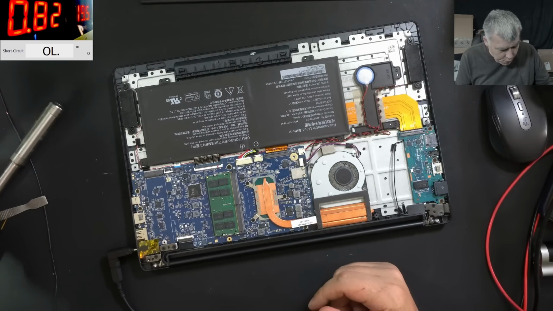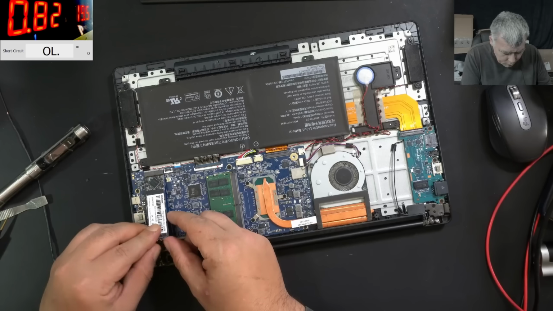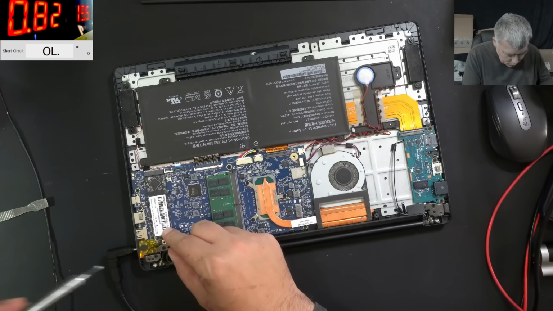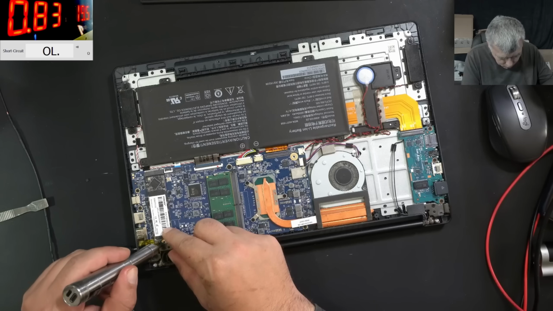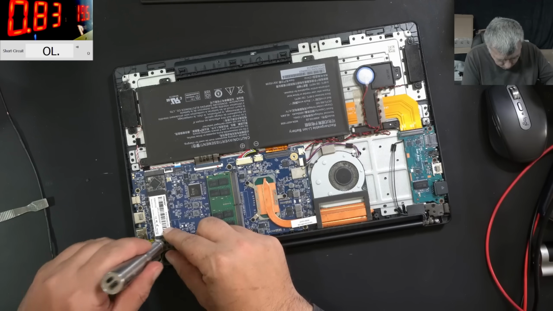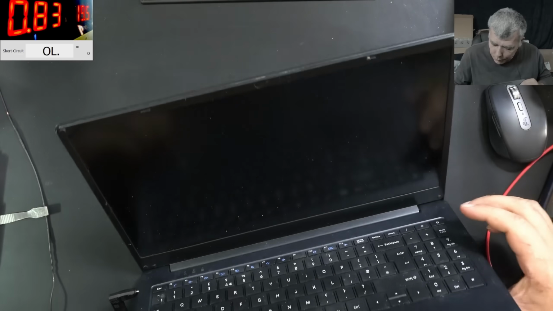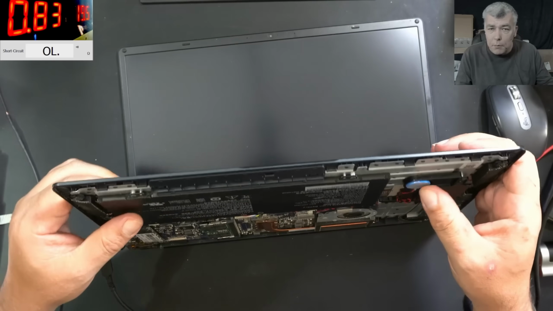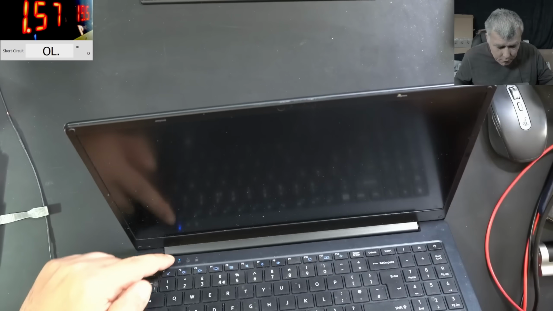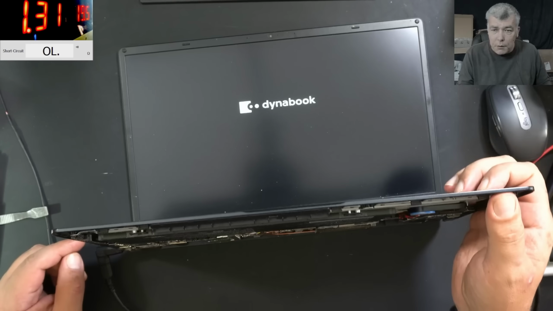Let me plug the M2 drive, perfect. Let me put back the screw. Screw is back and now we can power on the laptop. Pressing the power button, the laptop is coming on. You can see the blue light, the current is going up, and probably it's loading Windows.